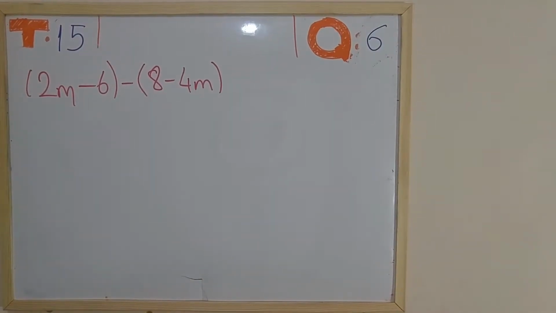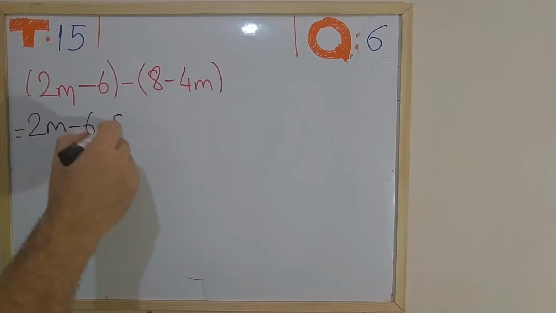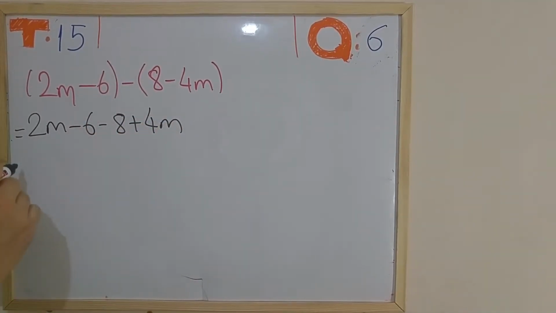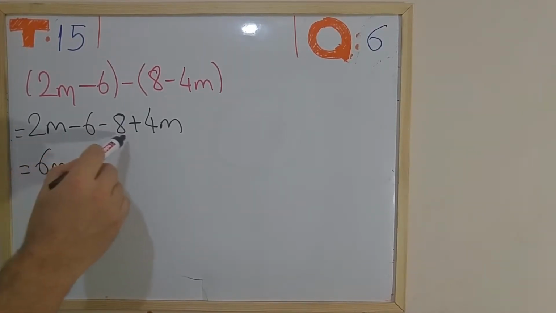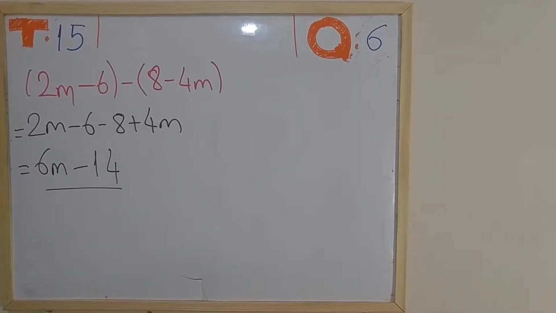We're expanding the parentheses again. Then we're going to have 2m minus 6 minus 8, minus will turn out to be plus 4m, which is going to be equal to 2m plus 4m is equal to 6m, minus 6 minus 8 is equal to minus 14. This is the answer.